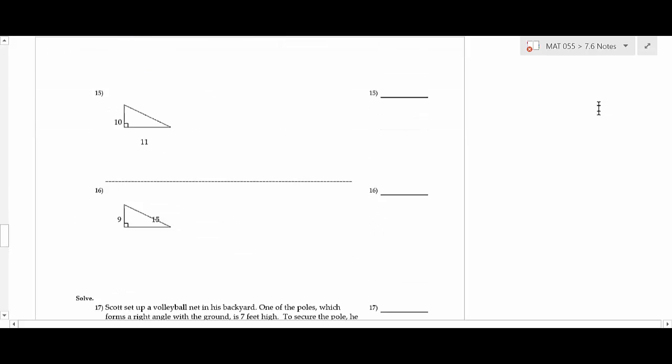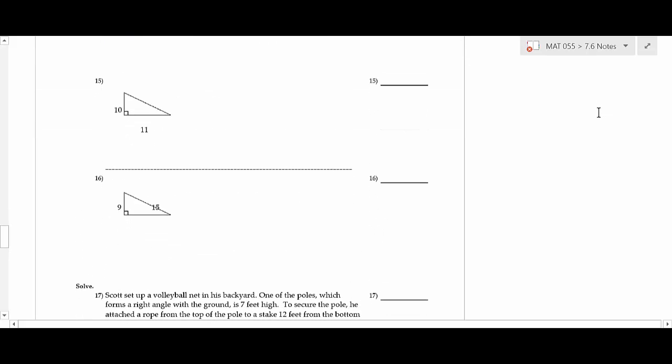Okay, go ahead and do 15, 16. When you're done with 16, go ahead and go down and read number 17 and start thinking about how you could set that up. Okay? And let's see, this one, the 15 is on the slanted side like that. So just find the missing side. Okay, and you can use a calculator and get a decimal answer if you have to, or a simplified radical answer, either one.